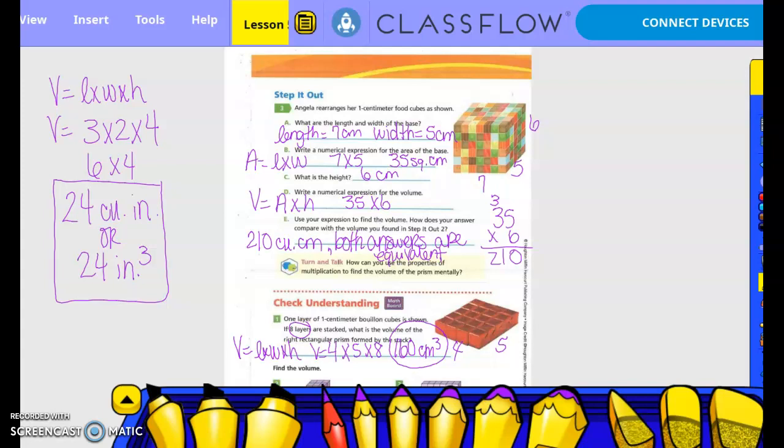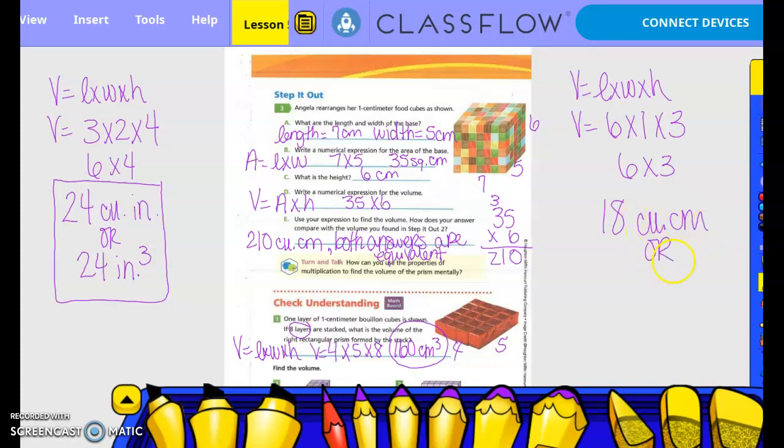All right, number 3. So once again, we start with our formula. What's our formula? The volume equals length times width times height. Volume equals, our length is 6, our width is 3, and our height is 1. So 6 times 3 is 18 and centimeters, right? So cubic centimeters or 18 centimeters cubed. I would take it either way, right?